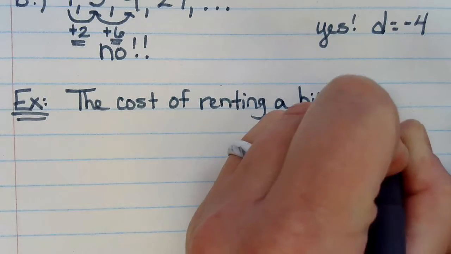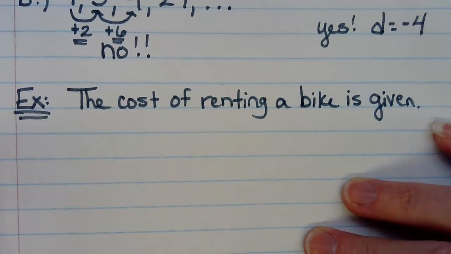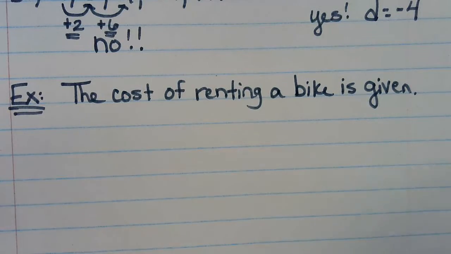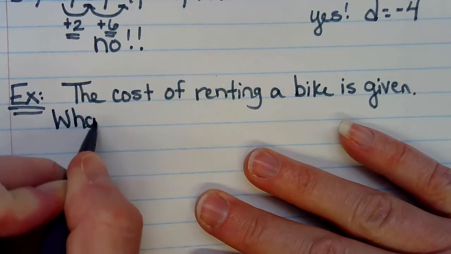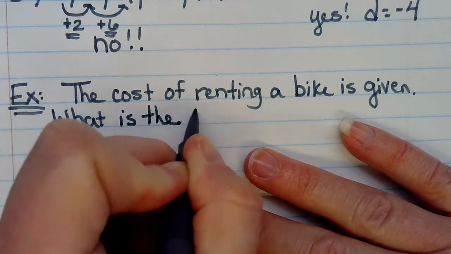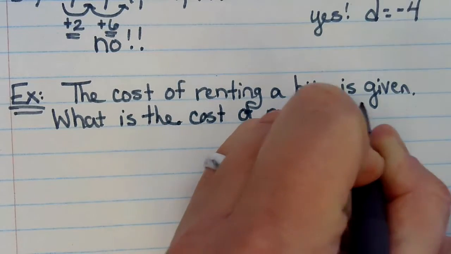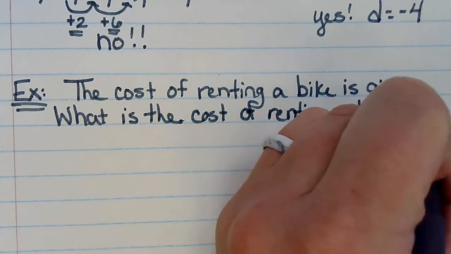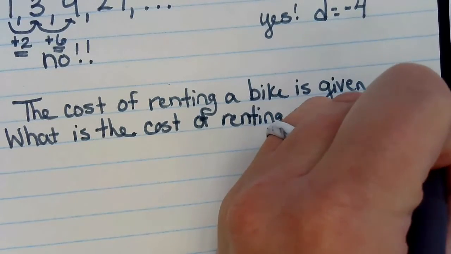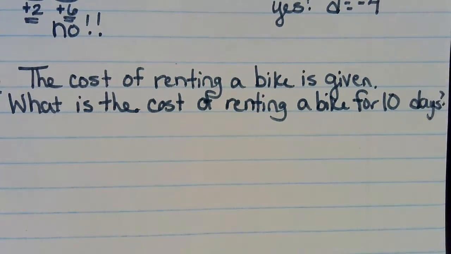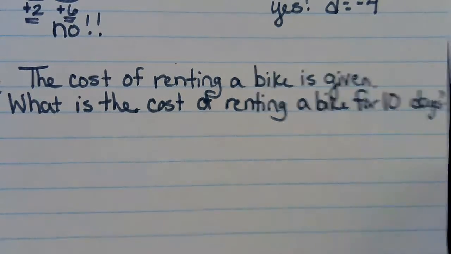is given. Okay, we're going to draw a table out. Given the cost to rent a bike, and I'm going to tell you that it's arithmetic, what is the cost of renting a bike for 10 days? So we're going to write out a table here, and it's going to give you the cost of renting a bike for a couple of days. I want to know if this pattern continues, which I'm telling you it's arithmetic, so it will. What would the cost of renting a bike be for 10 days?